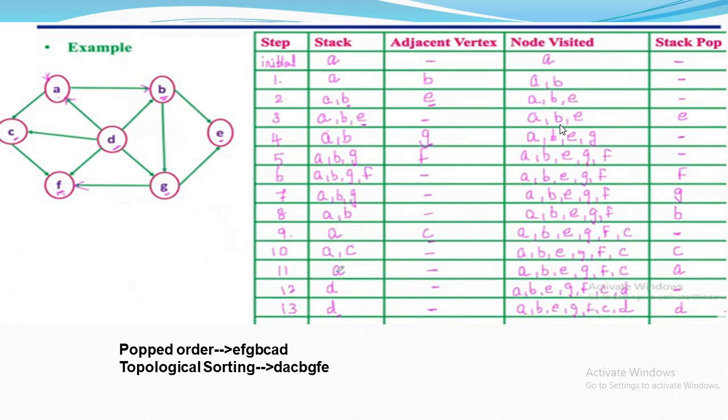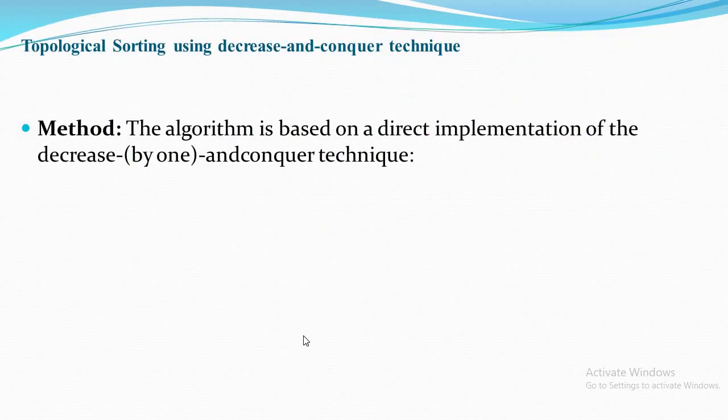Again, from B we move to G. After G there is F, and then there is no adjacent vertex, so we remove from the stack. So the popped order is E, F, G, B, C, A, D. The topological sort is D, A, C, B, G, F, E. This is the topological sorting. This algorithm is based on the direct implementation of the decrease and conquer technique.